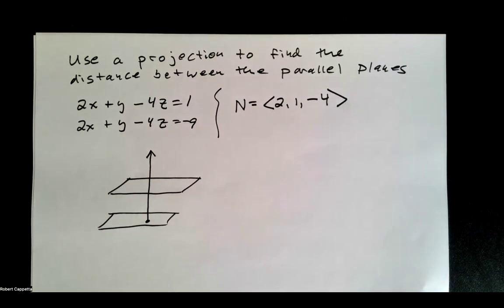So how do you think we could figure out that distance, the shortest distance between the two parallel planes? Again, the tool we want to use is a projection to get there. So what are we going to project onto that normal vector to find that distance? That, in essence, is our question.